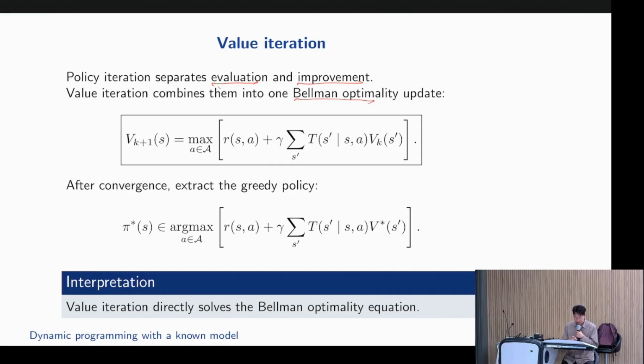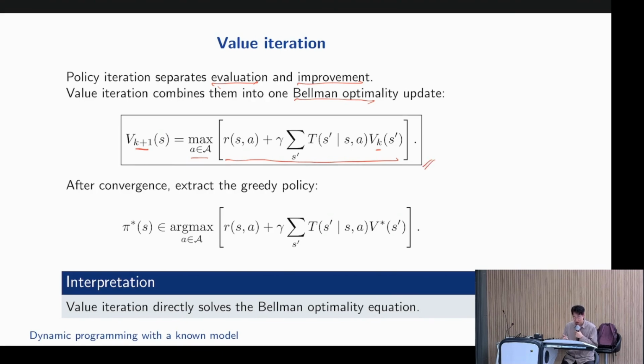So this subscript here is the iteration index, values for all states. The values for the next iteration are computed by taking the action which has the highest number on the right-hand side: immediate reward plus the discounted future sum of expected return, coming straight off from the Bellman optimality equation.